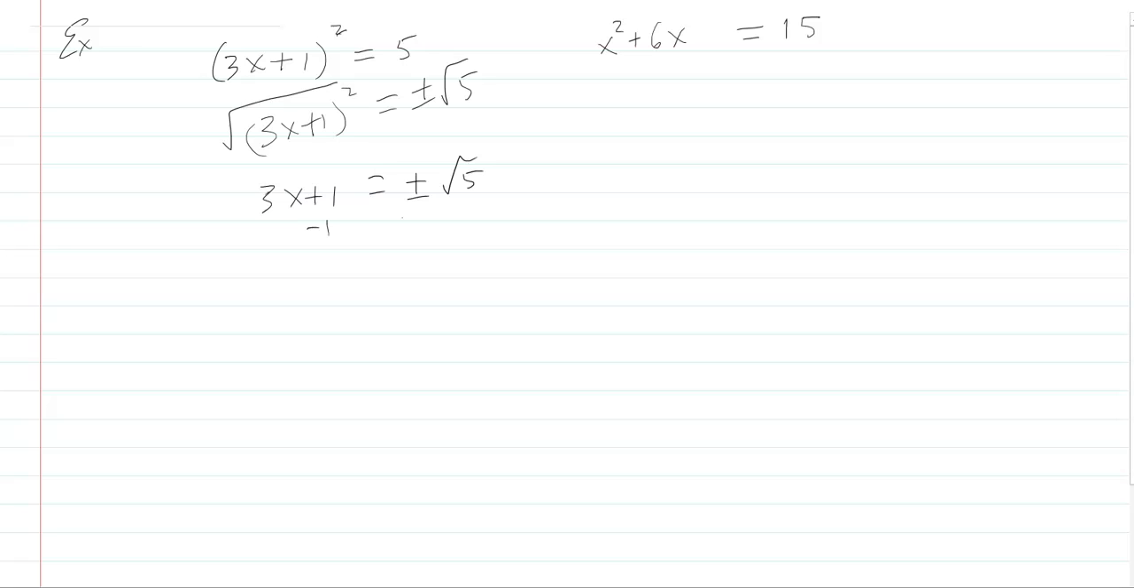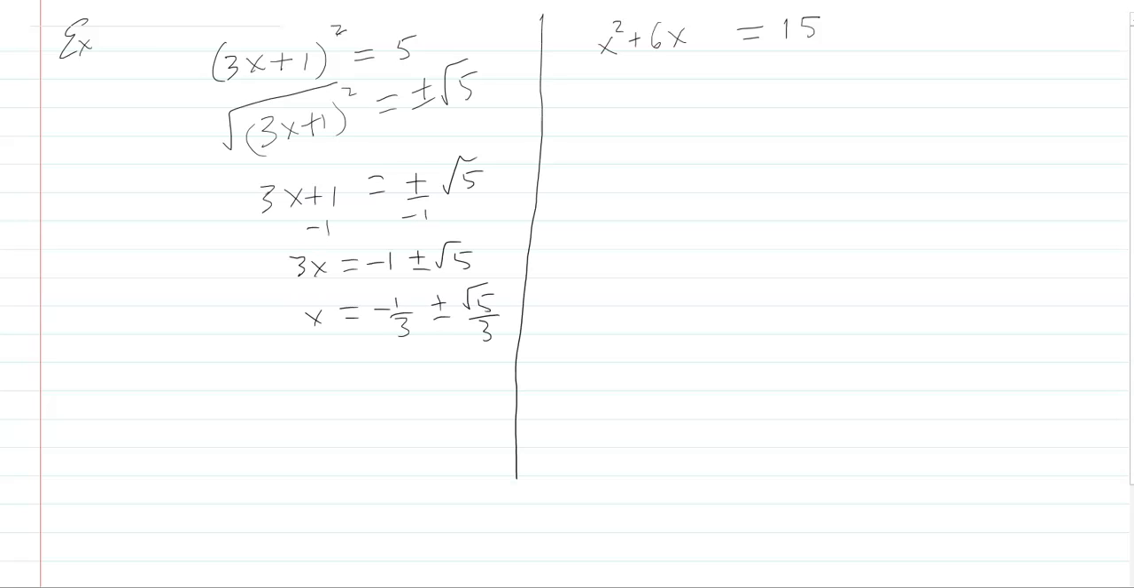Then I would minus a 1. So I'd have a 3x equals negative 1 plus or minus root 5. And then I would divide by 3. So I would get this. And I have my two answers. Now, so that's a little rehash of what we did using that square root property.